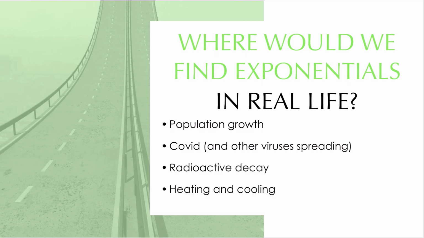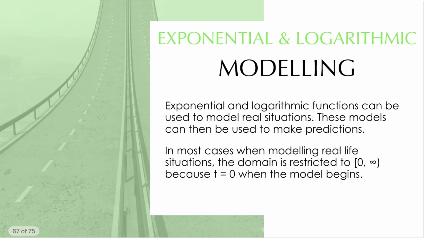On the opposite direction, so decaying, we have something called radioactive decay. So there are certain elements in the earth that will decay over time. So they'll decay rapidly at first and then they'll slow down, or the other way around. And of course, just general things like heating and cooling. So when you are heating up a room, it'll heat up quite quickly, but then it'll stabilize at some point, and same with cooling.